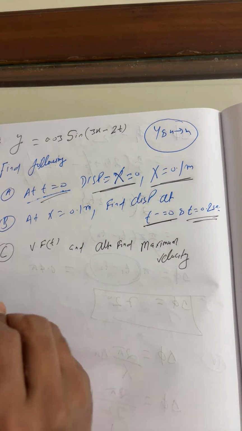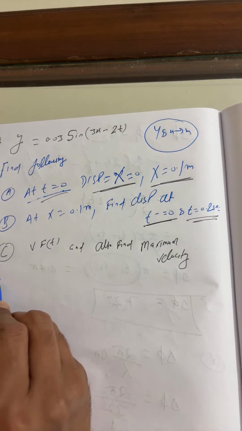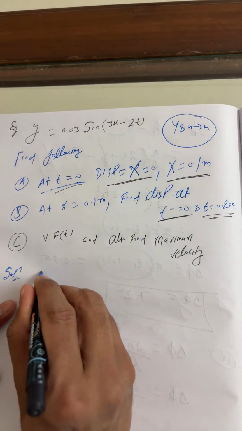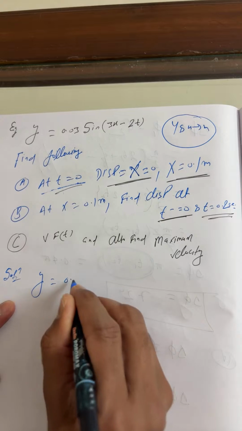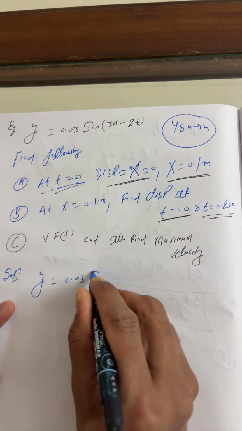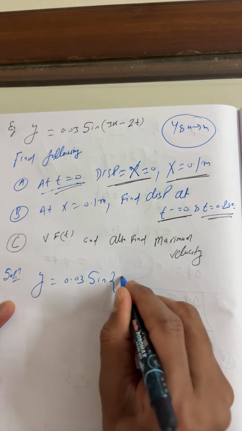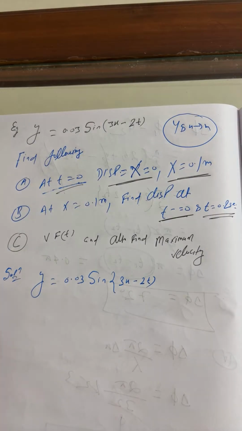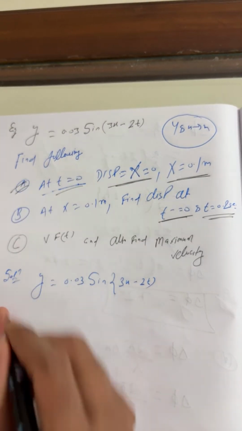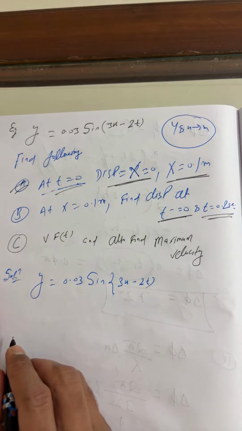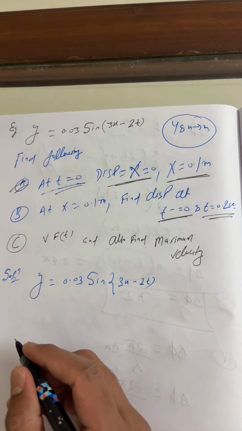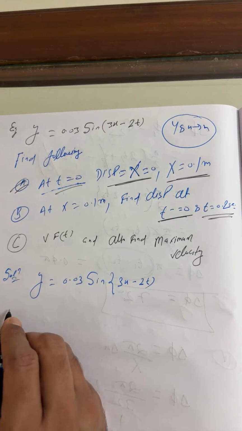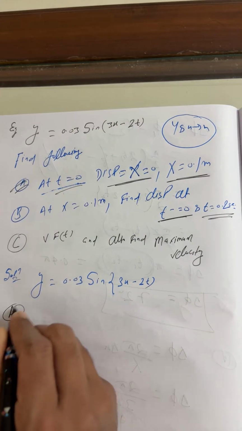So have a look, students. I can see the solution of this question here. What's the y here? y equals 0.03 sin(3x minus 2t). This is equation number 1. Now here I'm going to solve part A, and then the maximum velocity.